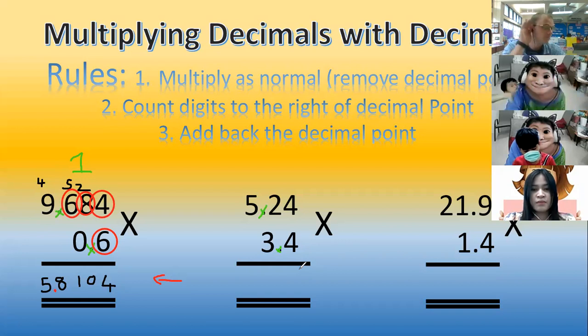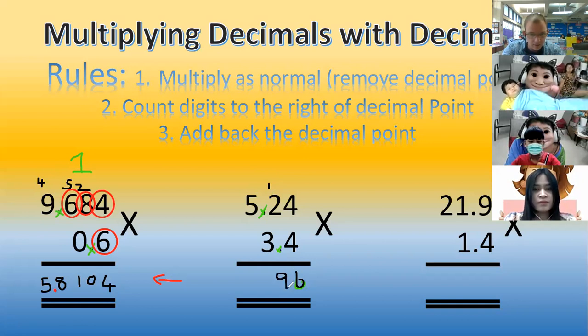4 times 4. Anyone? 4 times 4. Who can tell me? Student, answer the question. 16. Oh, sorry, I have the wrong color. 16. Yes. 4 times 2 is 8, plus 1 is 9. 9. 4 times 5 is 20. 20. Okay, that's the first one.